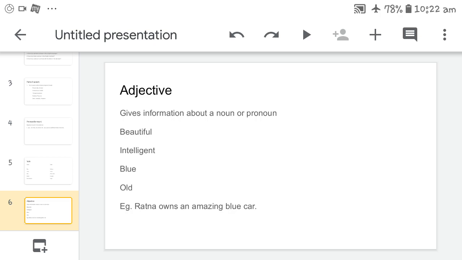So in this sentence, Ratna owns an amazing blue car. In this, car is a noun, and the words amazing and blue are adjectives, because amazing talks about the car, and blue also talks about the car, and even an talks about the car. So all these three are adjectives. The next four of the parts of speech we will discuss.